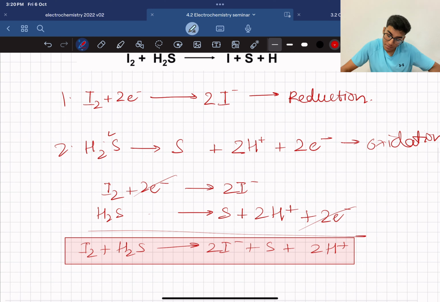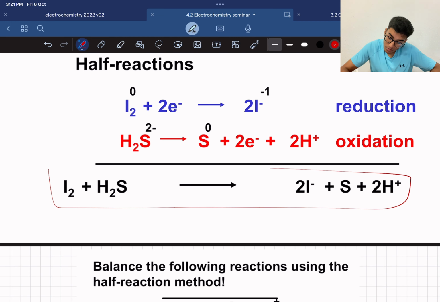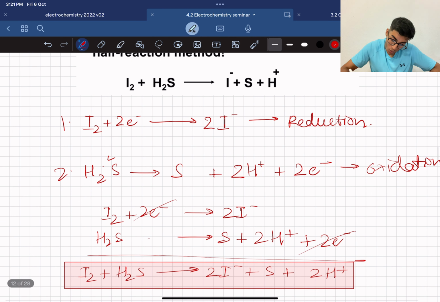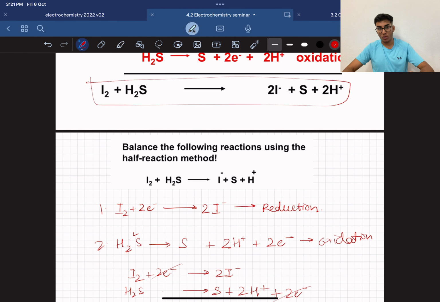Is it correct? Let's check. Of course it's correct. See that? It's correct. That's exactly what we got, guys. Okay. So that is how we solve one of the equations.